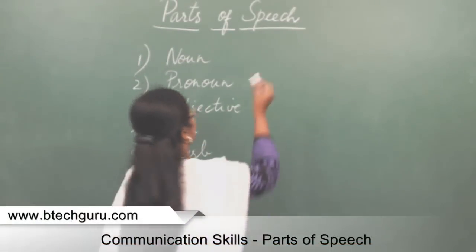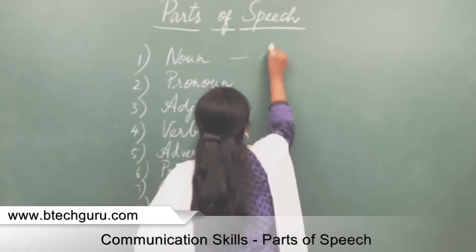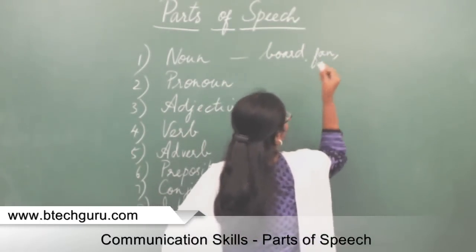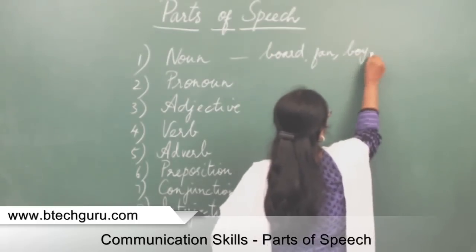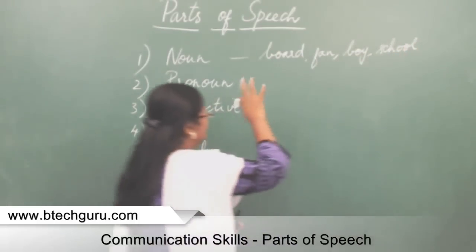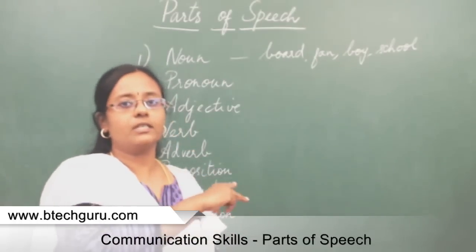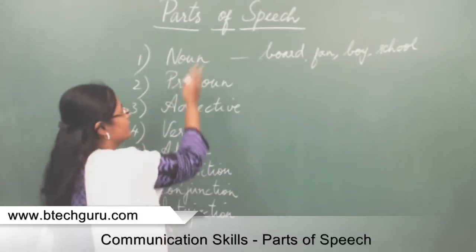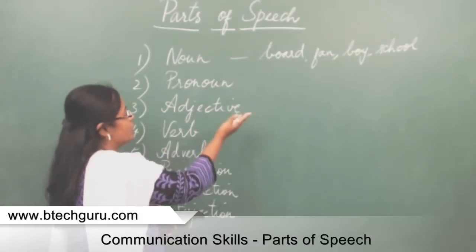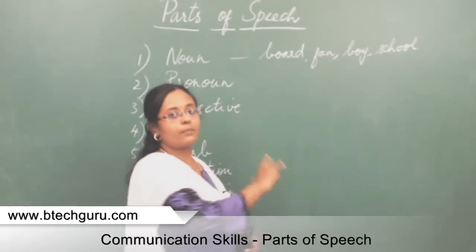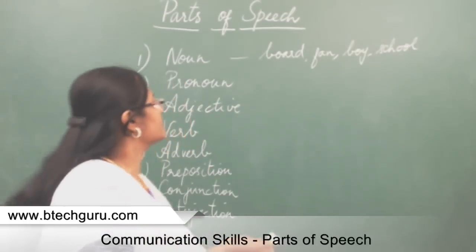Anything. Keyboard, fan, boy, a place, school. Let us see the parts of speech first, and then we'll go into the detailed classifications of noun, and then the different kinds of pronouns, then different kinds of adjectives. So let us now see some examples, the definition with some examples.